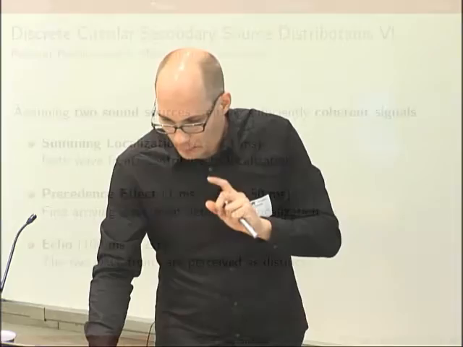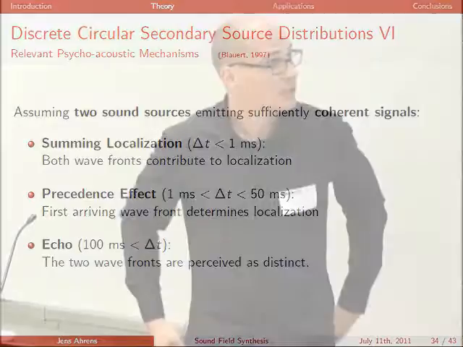So back to the psychoacoustical mechanisms which might be relevant here. There's one mechanism which is termed summing localization, which happens, for example, when you listen to stereophony. Two loudspeakers are playing, but you hear only one sound source in the center. So the ear kind of combines the two signals, and you hear some average. You don't hear the sound source left or right. You hear it in the center if the two loudspeakers are playing coherent signals.